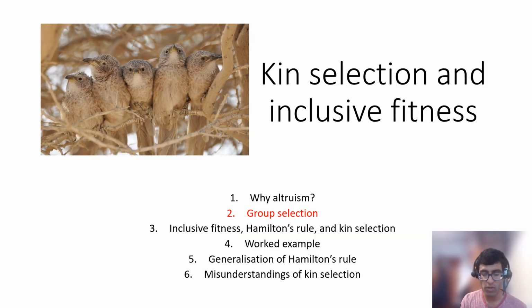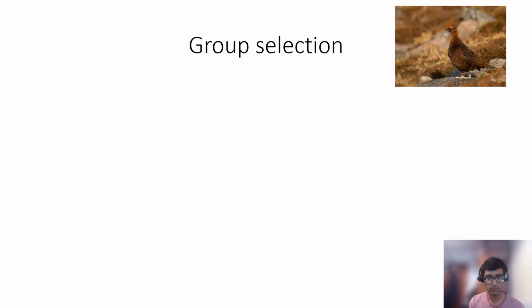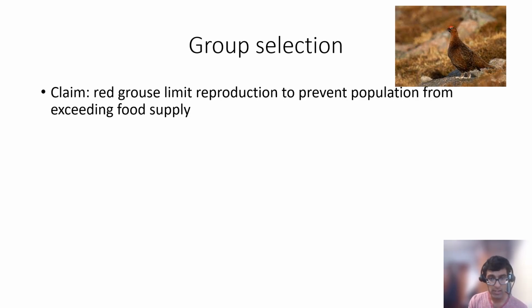So now let's talk briefly about group selection and about the controversy surrounding it. One claim that might be made by a group selectionist is that these birds, red grouse, will limit reproduction to prevent the population from exceeding the food supply. So in other words, if there's a food shortage, if the food supply is low, then they will reduce their reproduction in order to stop the entire food supply being used up, such that the population might later go extinct.